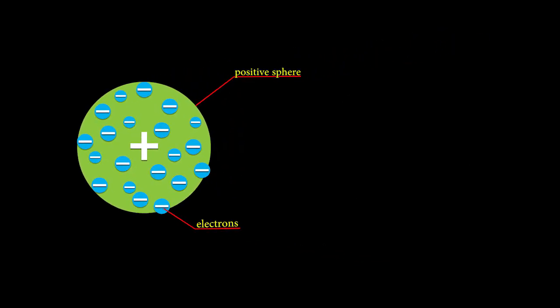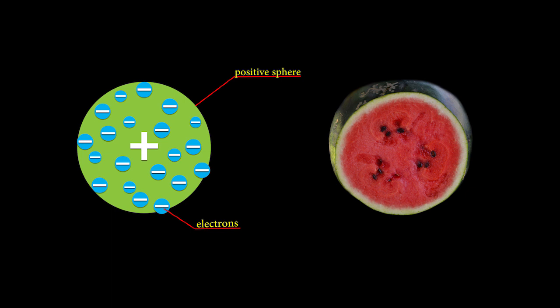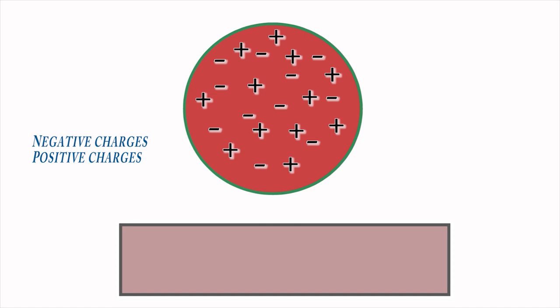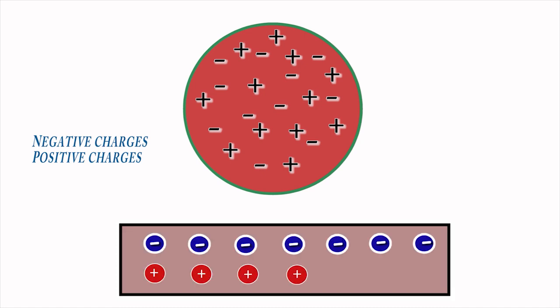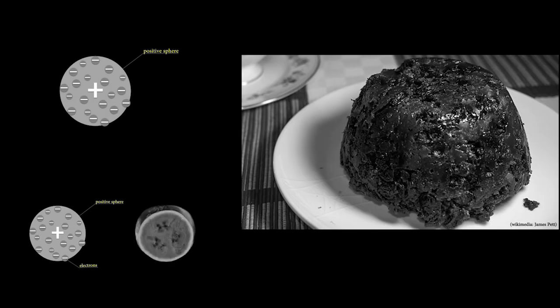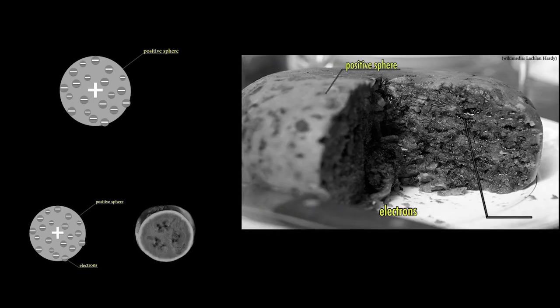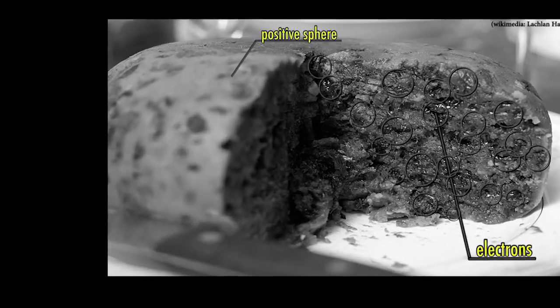We can also think of a watermelon, where the positive charge is the red edible part of the watermelon and the seeds are the electrons. Thomson also stated that the atom is electrically neutral as the negative and positive charges are equal in magnitude. Although Thomson's model explained that atoms are electrically neutral, the results of experiments carried out by other scientists could not be explained by this model.